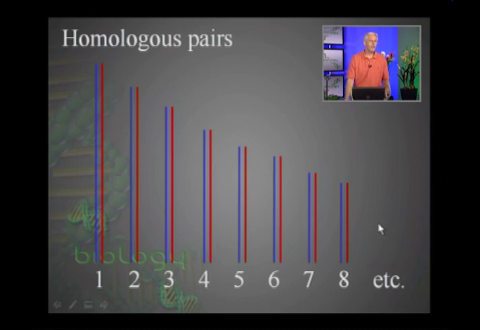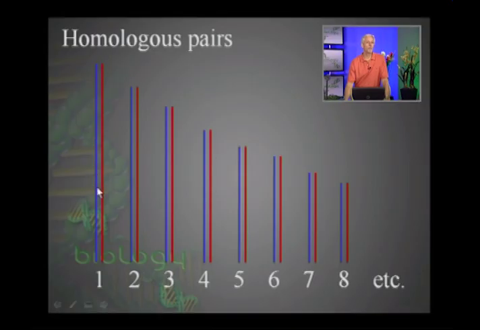Where we get these sets of 23, we get one set of 23 from mom, one set of 23 from dad. So one set of 23 in sperm, one set of 23 in the egg. And when they fuse together, that establishes a cell that's diploid. And they will have different characteristics, potentially.